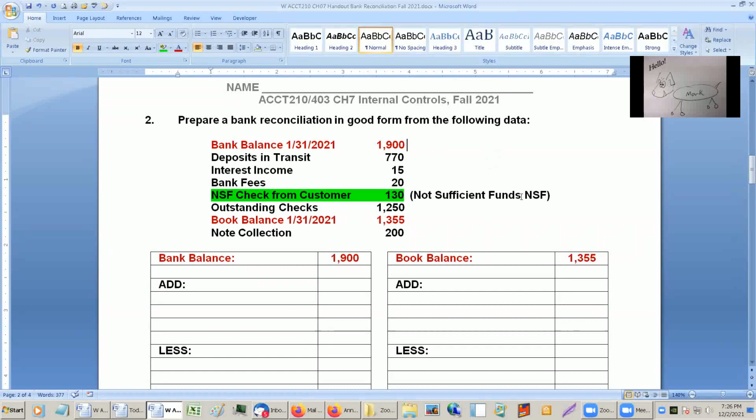So, not sufficient funds. This is a customer who gave us this check. We thought it was good. It's included in this 1355. $130 of this 1355 is this check, because we deposited it. We thought it was good. It turns out for whatever reason that it's not.